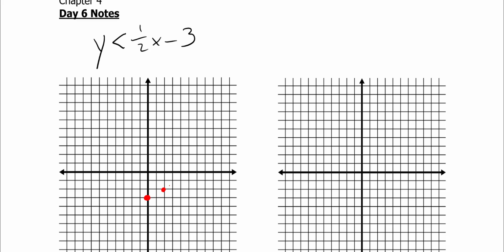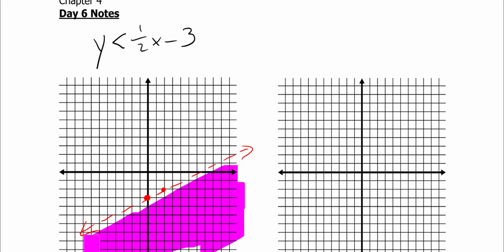Now remember, the first thing is it's a dotted line because it's just less than. So you draw a dotted line here. Put your arrows on that. And then it's less than. So where do I shade? I shade below the line. It's less than. Okay, that's it. That's the answer to that problem.